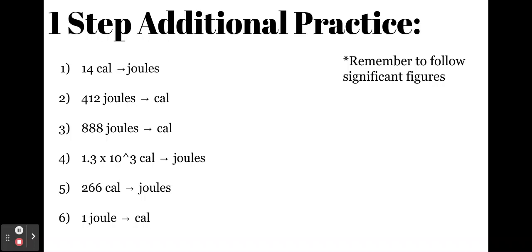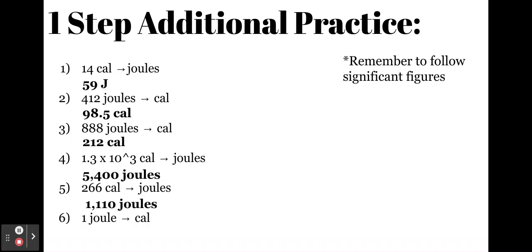All right, so for the first one, you're going from calories to joules. You'll get 59 joules. The second one, you'll get 98.5 calories. The third one, you'll get 212 calories. The fourth one, 5,400 joules. And you know that because 1.3 times 10 to the third is 1,300 calories. So you would just start with 1,300 calories, have the calorie unit on the bottom, the joule unit on the top to get the calorie unit to cancel, and you'll be left with joules.